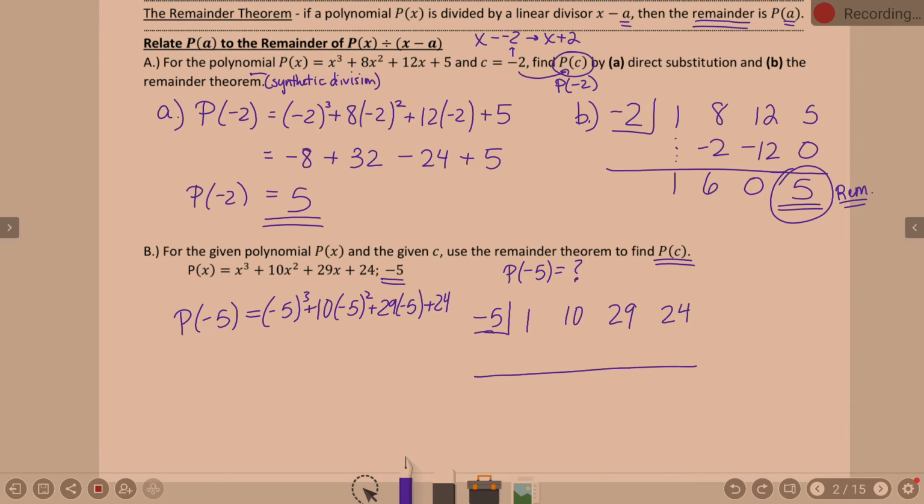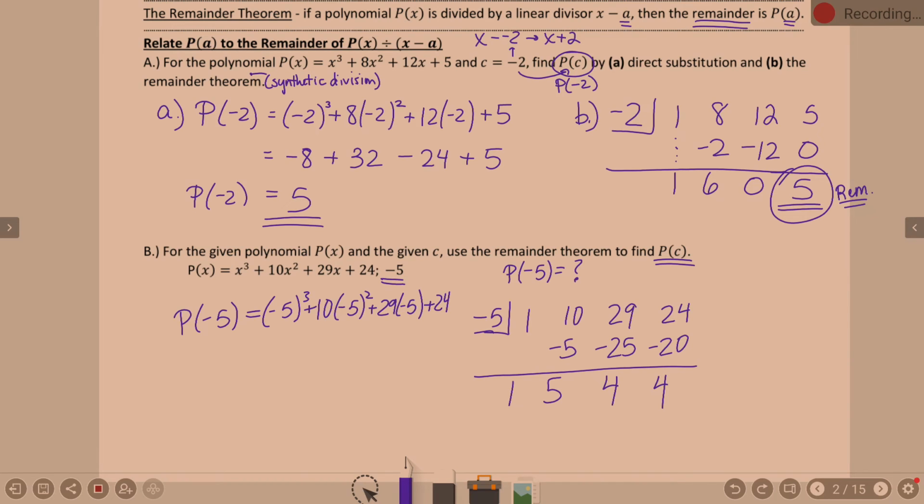One, 10, 29, 24. Drop the 1. Negative 5 times 1 is negative 5. 10 plus negative 5 is 5. Negative 5 times 5? Negative 25. 29 plus negative 25? 4. Negative 5 times 4? Negative 20. 24 plus negative 20? 4.